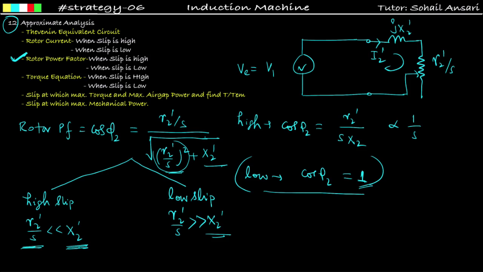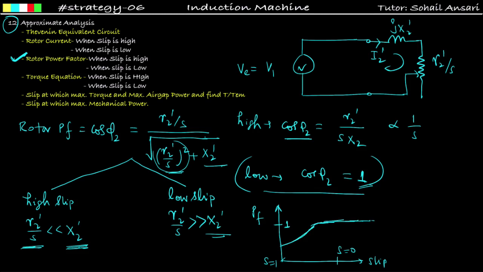So if I have to draw the graph between power factor and slip, this is the slip. Let us say this is slip equal to 0, and here slip is equal to 1, so high slip is here. At high slip, cos phi 2, the rotor power factor, is inversely proportional to S, meaning when slip is decreasing, the power factor will increase. So when slip is decreasing, the power factor is increasing like this, and at low slip, the power factor is unity. This is the unity power factor 1.